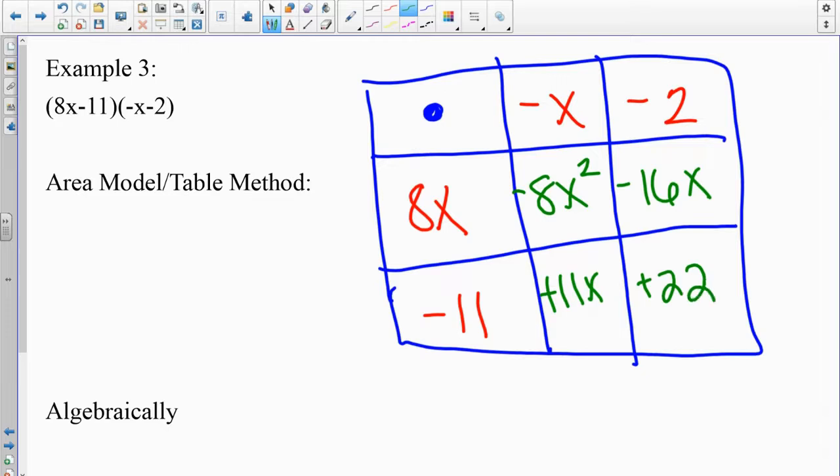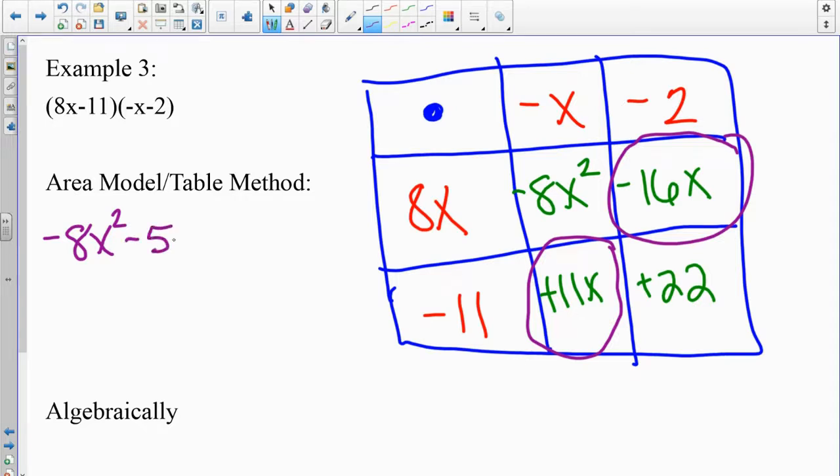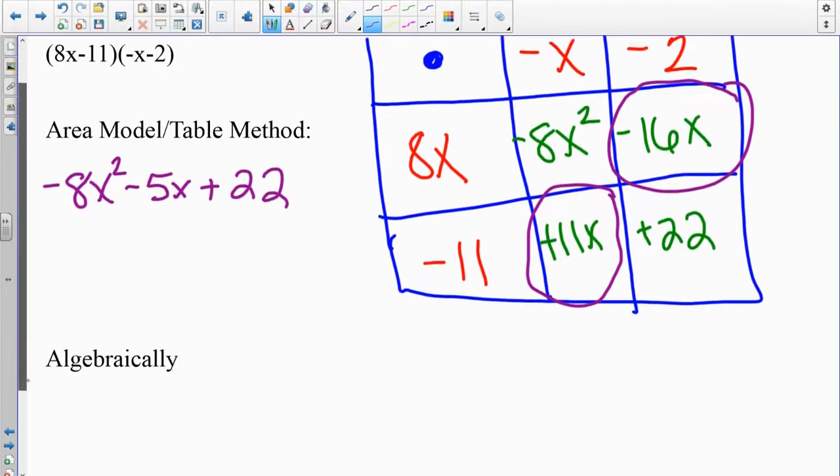If you want to notice right away, you can see that this value is similar or like this value. So these two boxes, notice every example I've done so far, those are the two boxes that you add together because they're usually like terms. So you can add them right away instead of writing it down, or you can write it all down and then add the like terms together. I'm just going to look at them. If this is negative 16x and this is a positive 11x, that is going to give me negative 5x, and then we have the positive 22 in the corner. So again, two binomials gave me another trinomial when I multiply them.